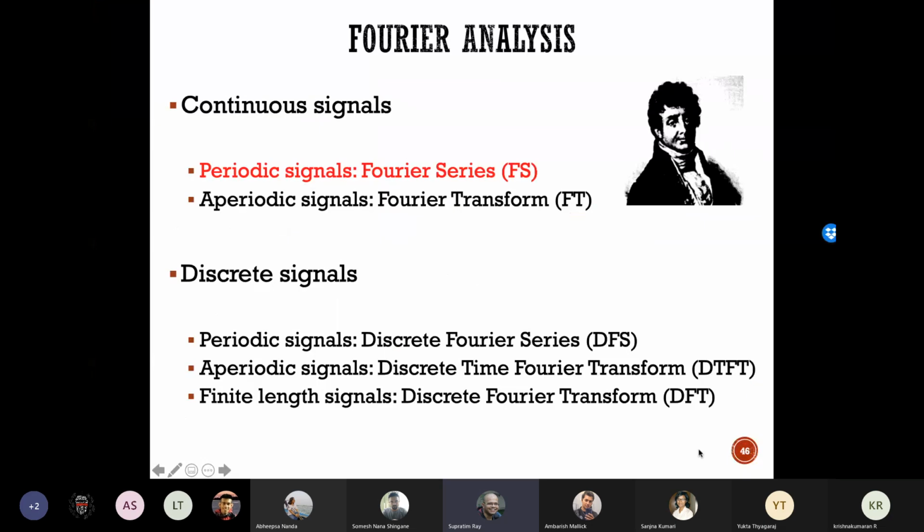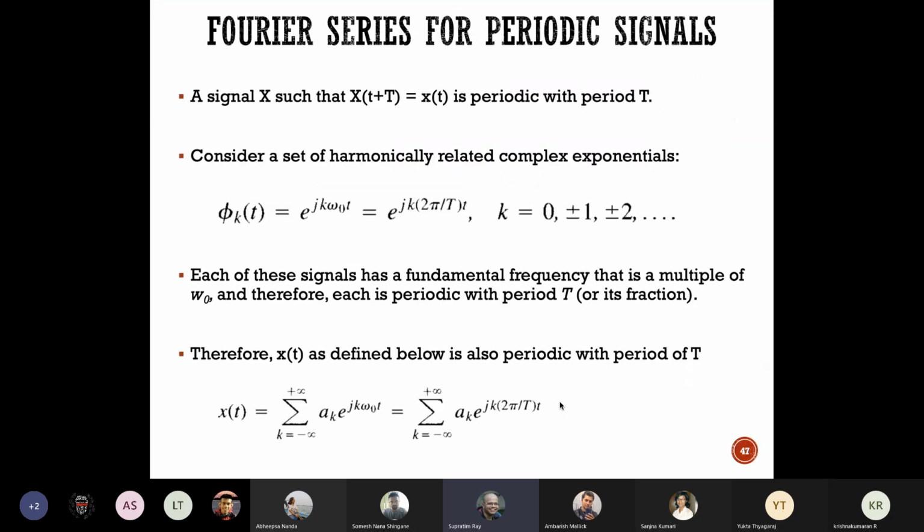Okay, so we will continue our development of the Fourier analysis. Let me just briefly mention what we have done in the last two classes. We first talked about Fourier series, in which a periodic signal with a period of T can be represented as a sum of an infinite number of sinusoids, complex exponentials, which have a frequency that is a multiple of the fundamental frequency, which is 2 pi by T.